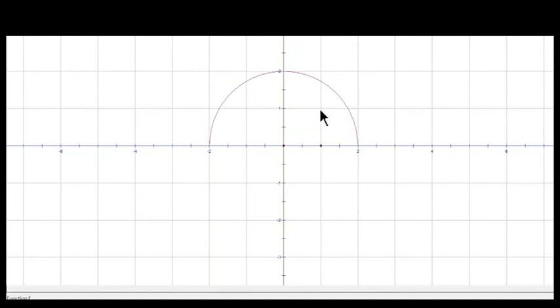Oh, come on, we have done this before, right? If you square both sides, I think it's a circle. So it's a semicircle, the upper half. This is an even function.